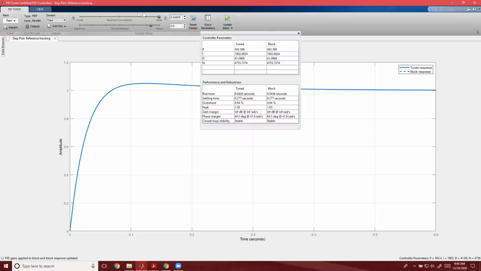Any questions? So what is capital N? Capital N is called the filter coefficient, and you don't need to worry about that one. Just focus on the PI and T values.